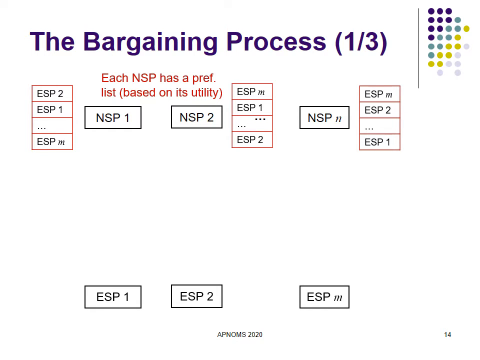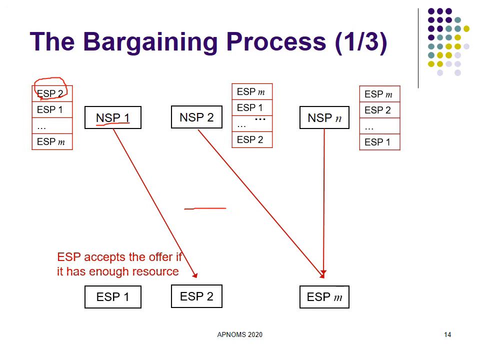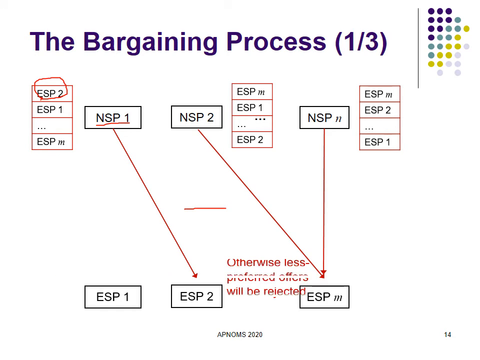Each network service provider has a preference list that is based on his utility. For example, NSP1 prefers ESP2 the most because the possible deployment in ESP2 will give NSP1 the highest utility. So every network service provider sends his offer with the bid price to the most preferred ESP. An ESP may accept the offer if the ESP has enough resource. Otherwise, the ESP may have to reject less preferred offers.